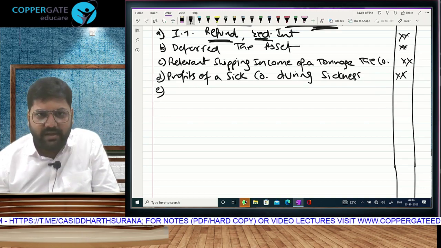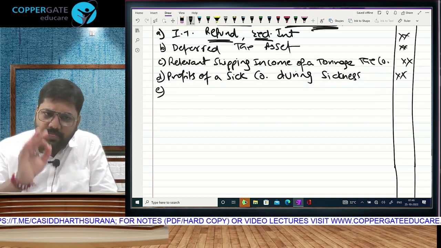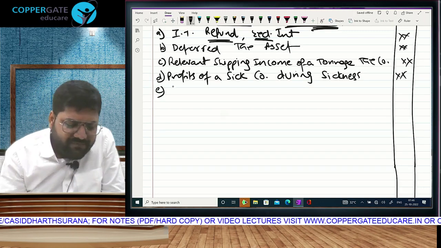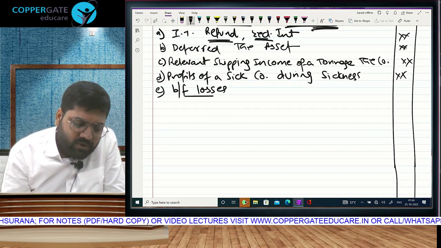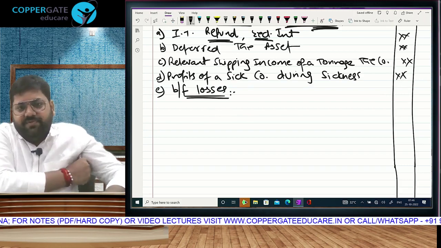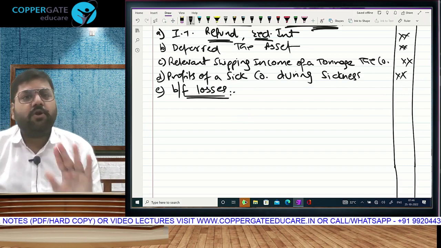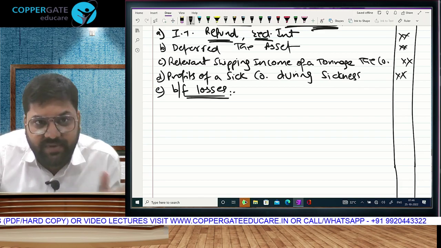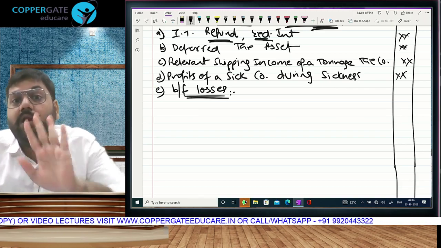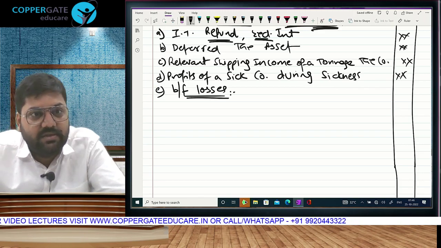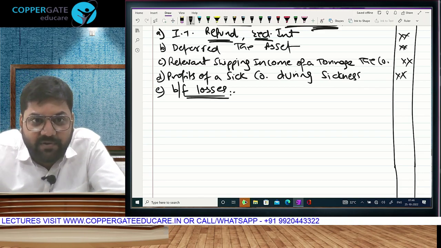Next, point E, and this will come in every paper. We are going to give the assessee the benefit of brought forward losses. The logic should be very clear. Set off and carry forward of losses means bringing forward past years' losses and adjusting against current year's profits, allowed under income tax provisions. We have a full-fledged chapter, set off and carry forward of losses.